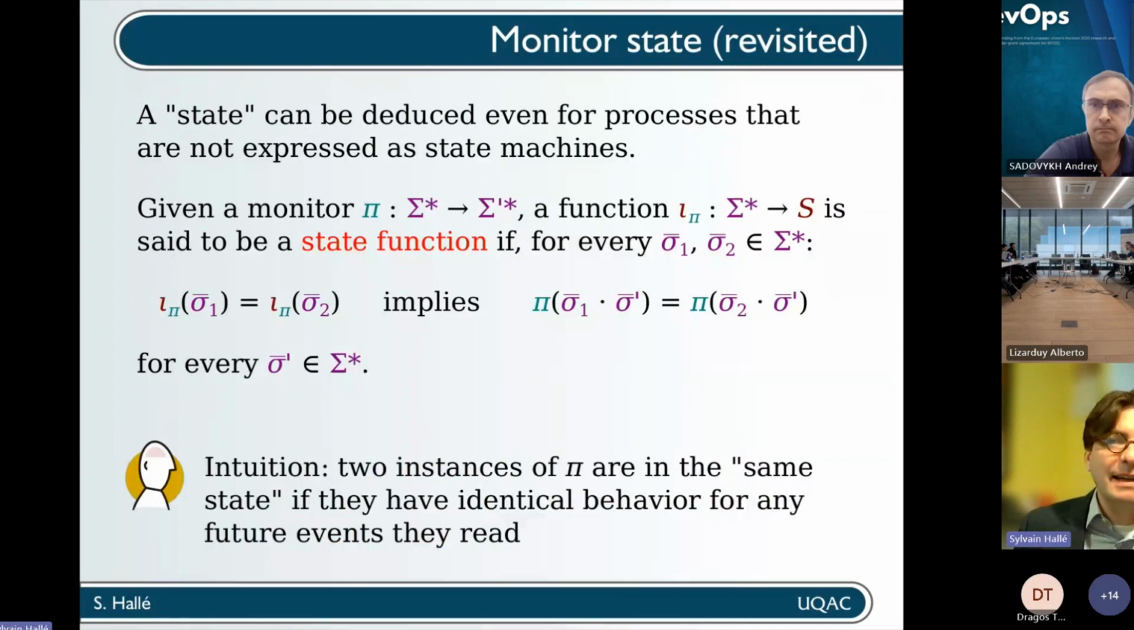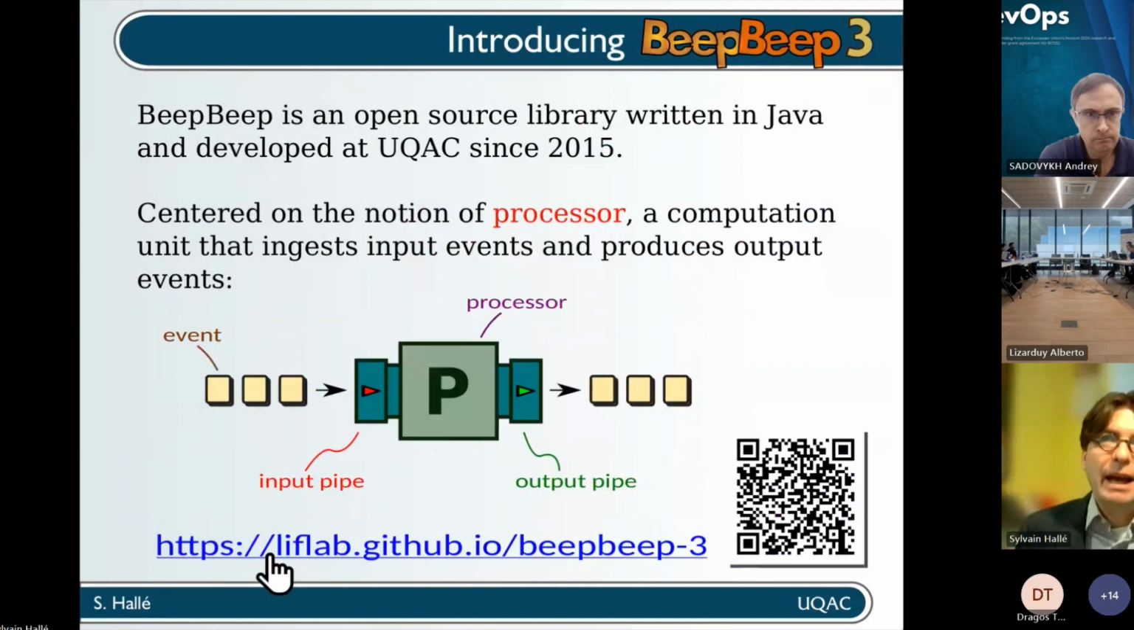Now, the intuition is that if you have 2 instances of a process that are in the same state, it means that they have identical behavior for any future events they read from this point on. And that's the notion we generalize so that we can extract a state from arbitrary processes.